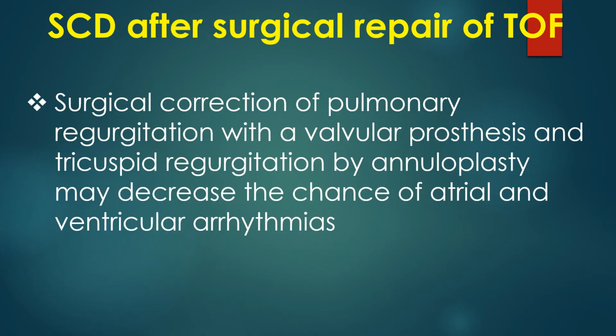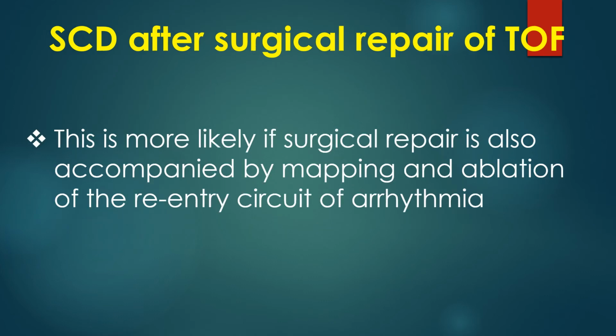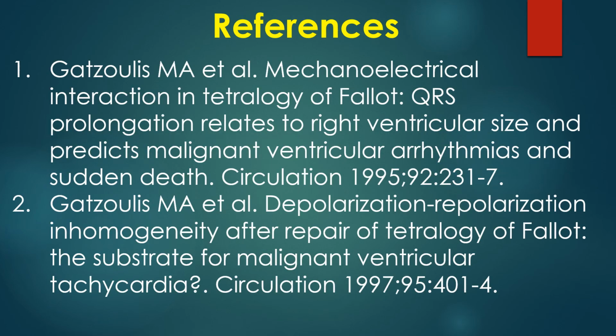Surgical correction of pulmonary regurgitation with a valvular prosthesis and tricuspid regurgitation by annuloplasty may decrease the chance of atrial and ventricular arrhythmias. This is more likely if surgical repair is also accompanied by mapping and ablation of the re-entry circuit of arrhythmia. Here are the first set of relevant journal references.